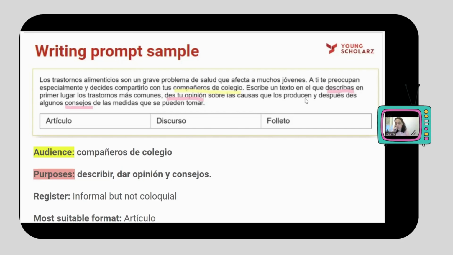Then we have to decide which is the most suitable register that we can use. Since we have compañeros de colegio as an audience, probably the register and the tone doesn't have to be very formal, okay? But it cannot be too colloquial either, because we are talking about a serious issue, trastornos alimenticios, eating disorders. So it's a serious topic. We cannot use a very colloquial register either.